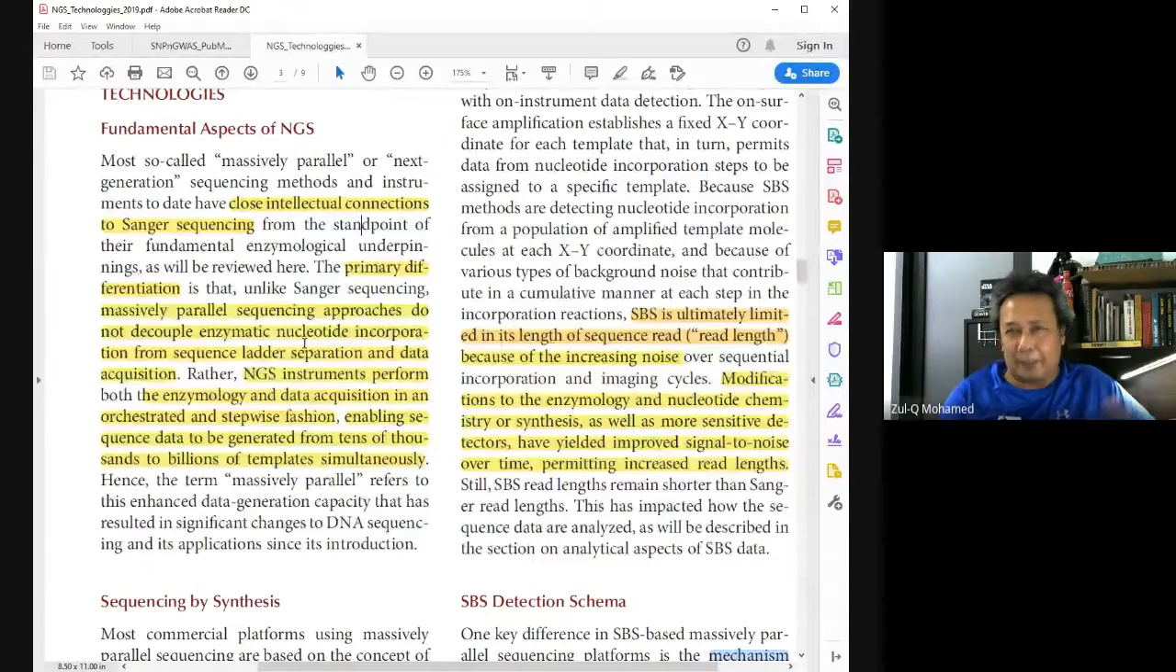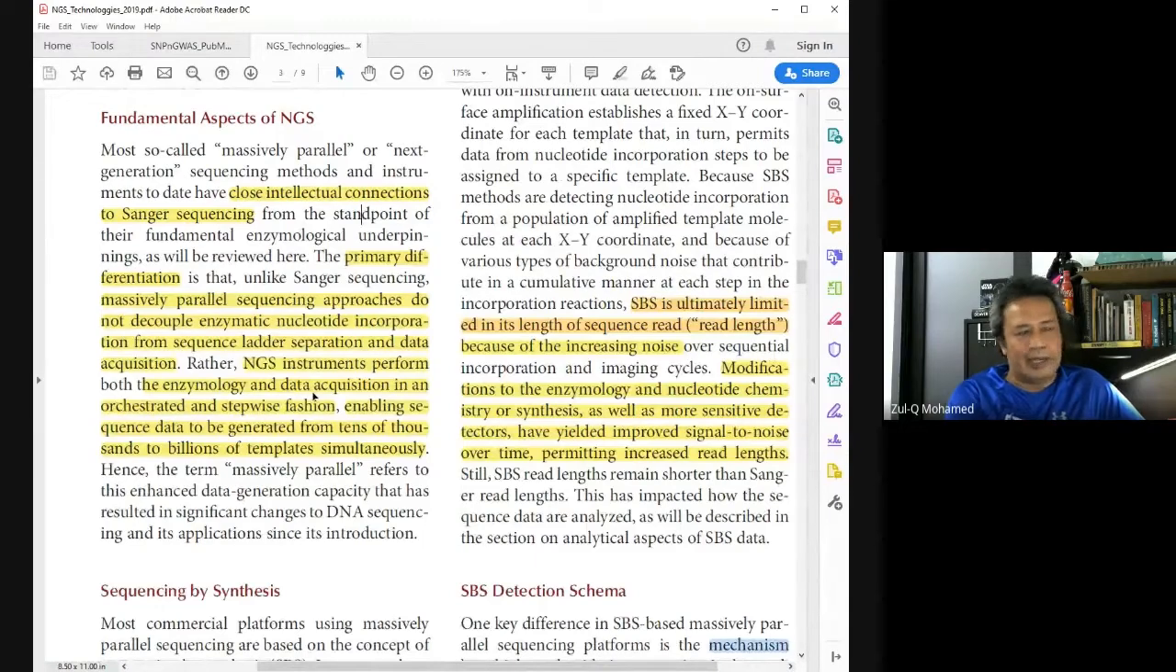It says the primary differentiation is that, unlike Sanger sequencing, massively parallel sequencing approaches do not decouple, do not separate, nucleotide incorporation from sequence data and data acquisition. Nucleotide incorporation is the cycle sequencing, then fragmentation, and finally you put it into a machine to detect. That is Sanger sequencing. NGS instruments perform both the enzymology and data acquisition in an orchestrated and stepwise fashion, one after the other, but you don't need different machines.